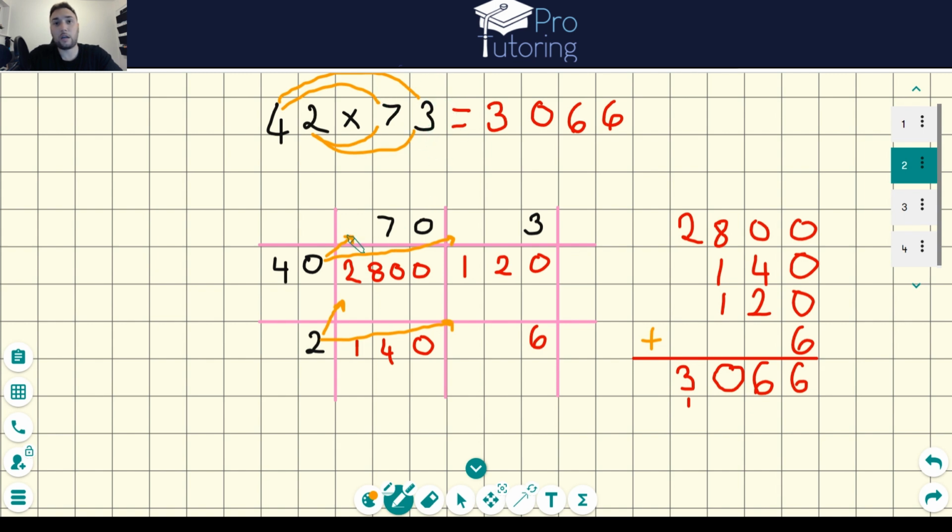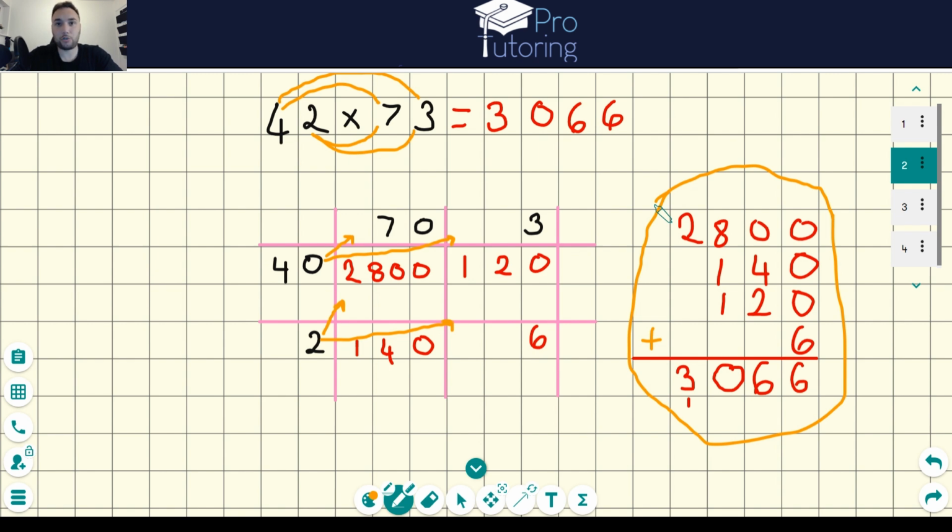And I think the grid really helps break that up. So we've done 40 multiplied by 70, which is 2,800, 40 multiplied by 3, which is 120, and we've done 2 multiplied by 70, which is 140, and 2 multiplied by 3, which is 6. And finally, we've got all the numbers, and then we add them all up together to get 3,066. So this is the grid method.